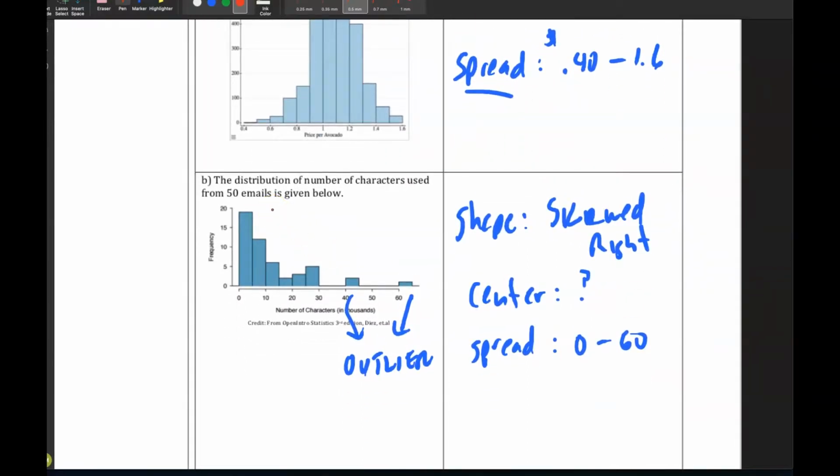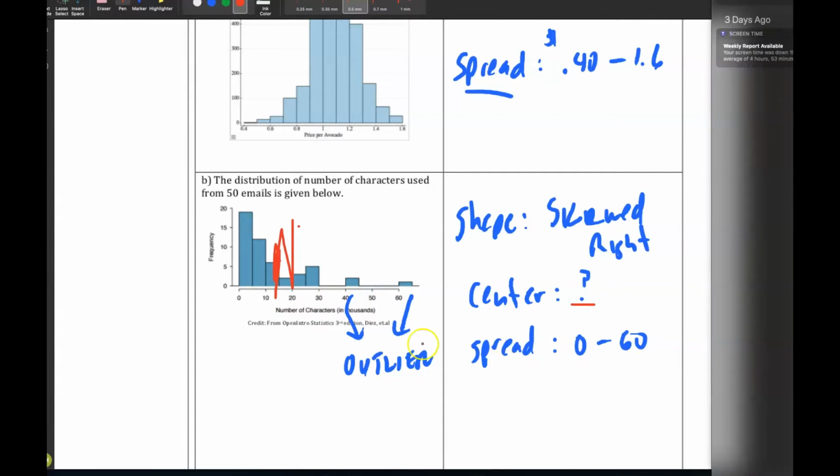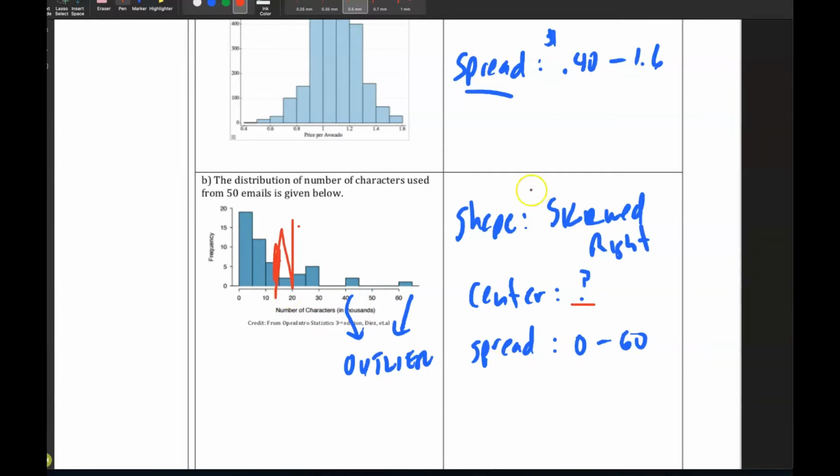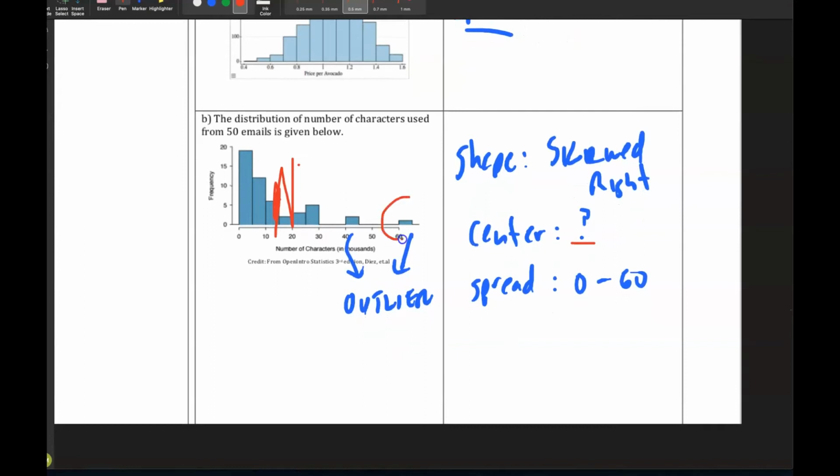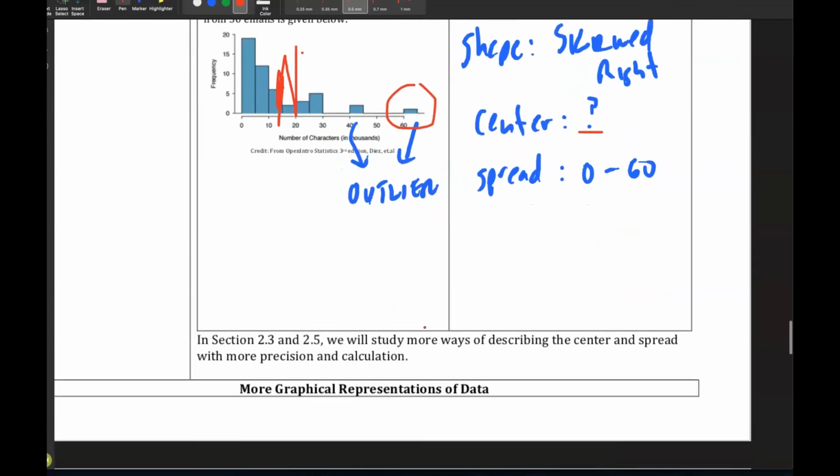Here's another distribution. The number of characters used from 50 emails is given below. So emails are short, so there's not a lot of characters. And so you can see a distribution skewed right. Most of them are in the short end. Center, it's hard to find the center in this case. We'll learn how to do that. It's going to be closer to this side over here, but we'll learn how to calculate that. Right now I have a question mark for that. And the spread goes from 0 to 60, as you can take a look at that there. That would be our spread. Again, we're going to talk more about that. And then we talk about these kind of terms over here. These are called outliers, potentially, like really far from the rest of everyone else.